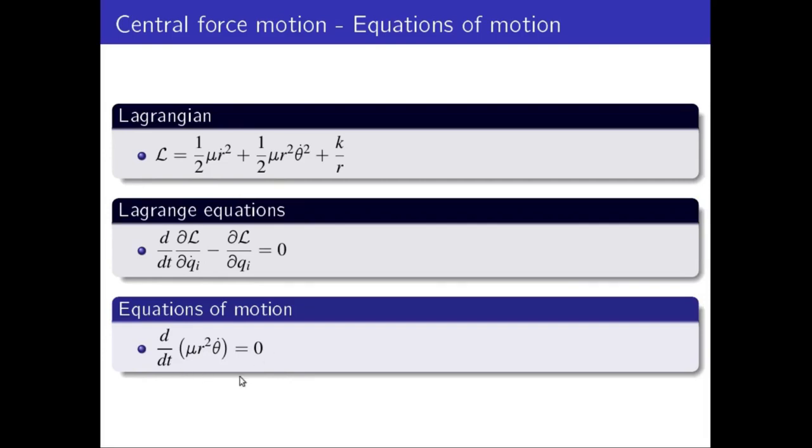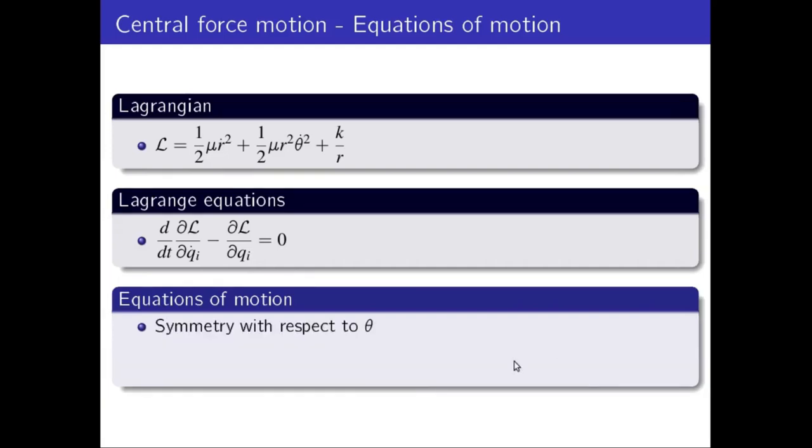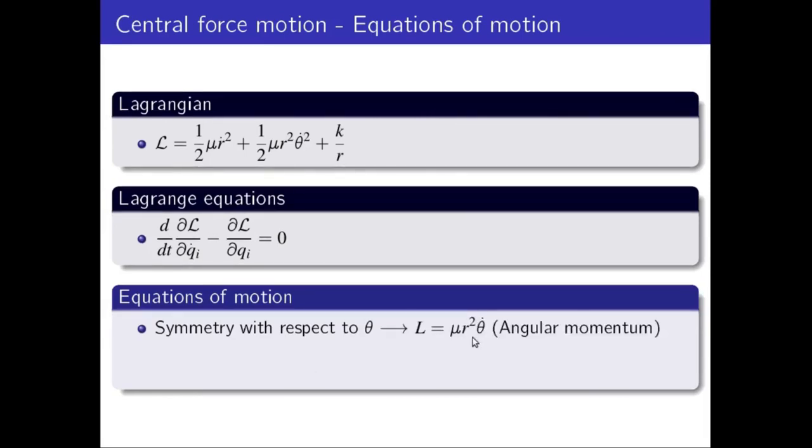This total time derivative is equal to 0, which means that m r squared theta dot is constant, and we know that that constant is angular momentum. One can see this from Noether's theorem. As you can see, theta is not available in the Lagrangian, which means that the Lagrangian is symmetric with respect to theta, or theta is a cyclic coordinate. Then the corresponding quantity is conserved, which is angular momentum in this case.